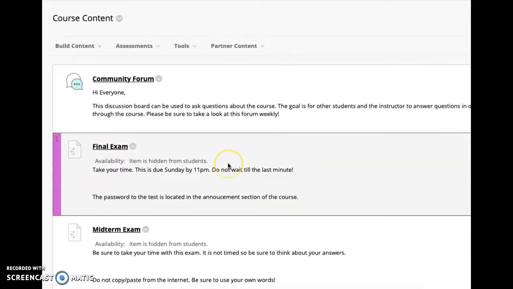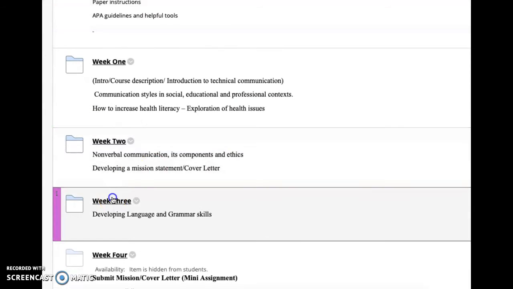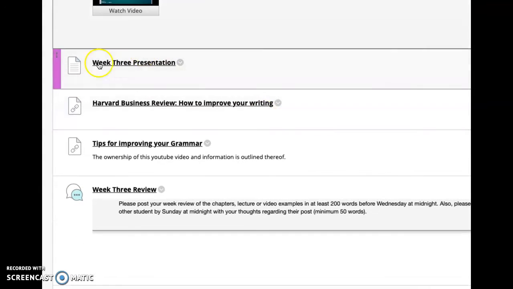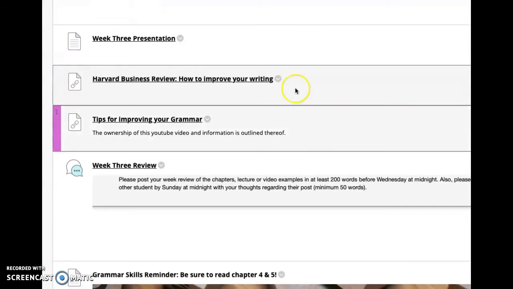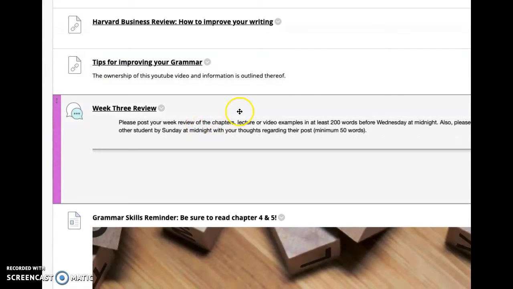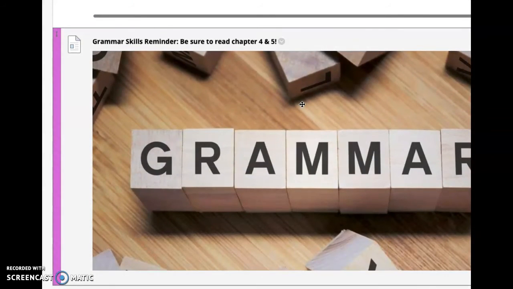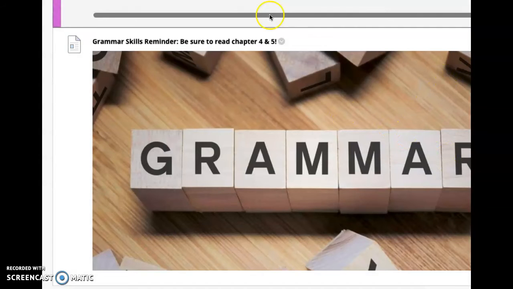Moving on. So we're on week 3. Be sure to watch the video that's due. You have the presentation material here. We're going to talk about how to improve writing and grammar, how to take ownership of grammar. It's a simple thing, right? It's something probably learned in grade school, but it's something that can be difficult for all of us.